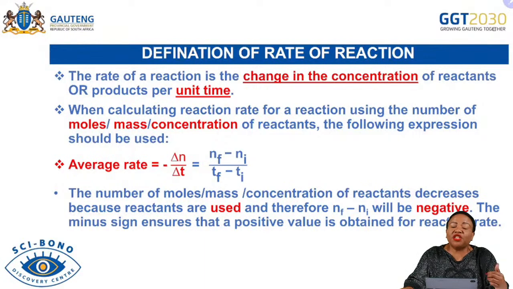And if in your definition the word "per unit time" is not part of your definition, therefore you are not going to get the desired marks, because per time must be there for the change in concentration to occur.